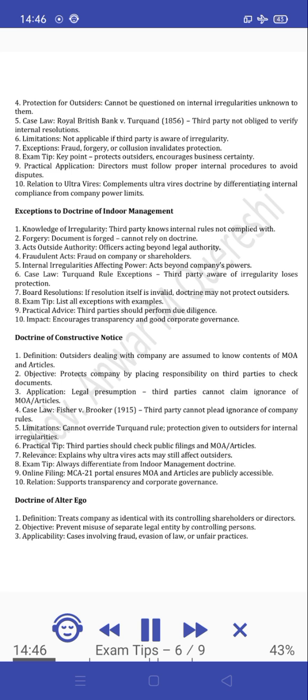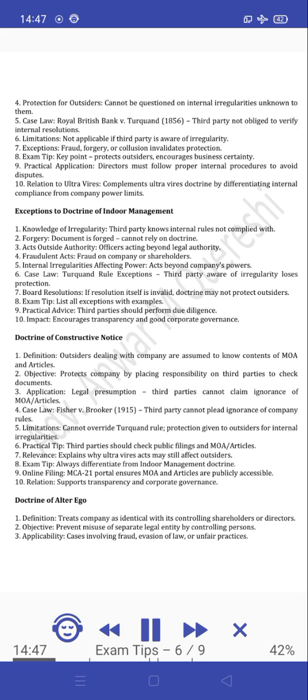5. Internal irregularities affecting power. Acts beyond company's powers. 6. Case law. Turquand rule exceptions. Third party aware of irregularity loses protection. 7. Board resolutions. If resolution itself is invalid, doctrine may not protect outsiders. 8. Exam tip. List all exceptions with examples. 9. Practical advice. Third parties should perform due diligence. 10. Impact. Encourages transparency and good corporate governance.